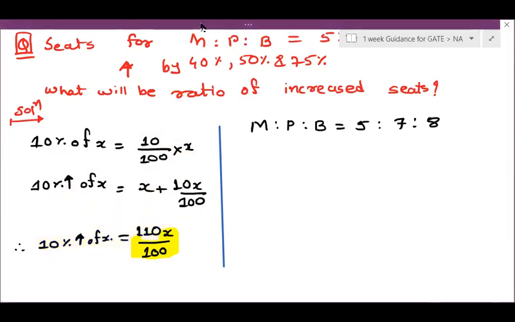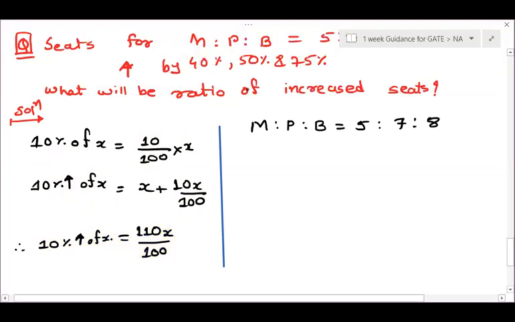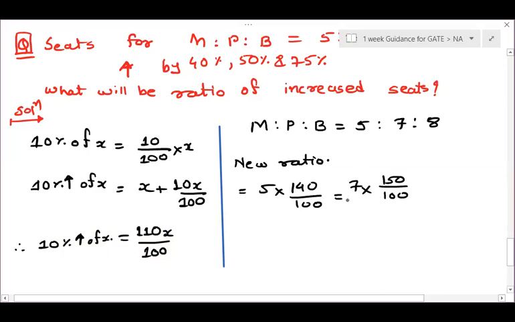Okay. Now in this question, what they are telling? They are telling that their ratio of the seats are going to increase by 40, 50 and 75. Okay. So for maths, their new ratio, if I'm taking their new ratio, it will be 5 and it is going to increase by 40%. So 140 by 100 or not? 7 is going to be increased by 50%. So 150 by 100 or not? Okay. And this will be 8 into 175 by 100 or not? Please give me some response. Okay. Is it clear now?